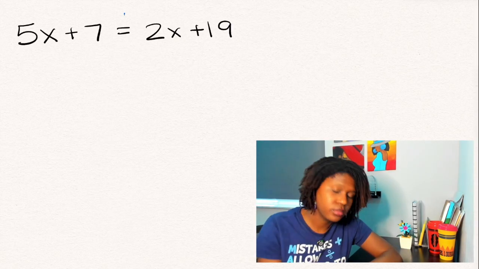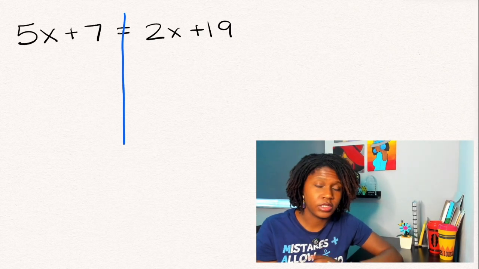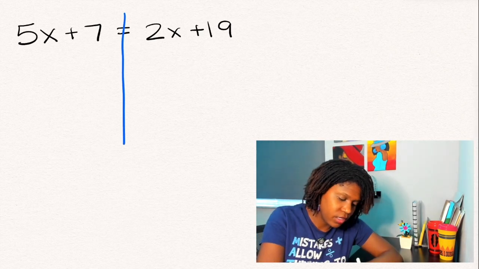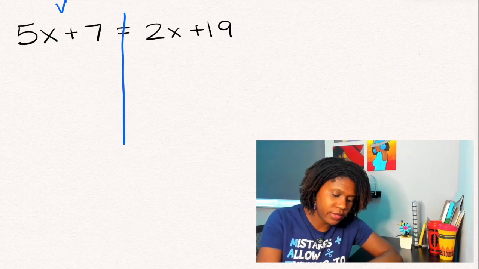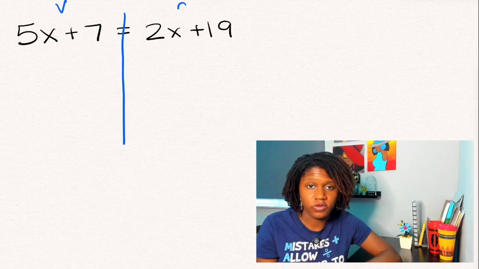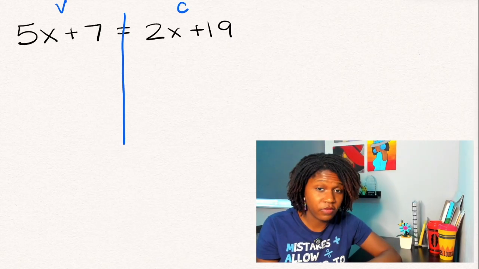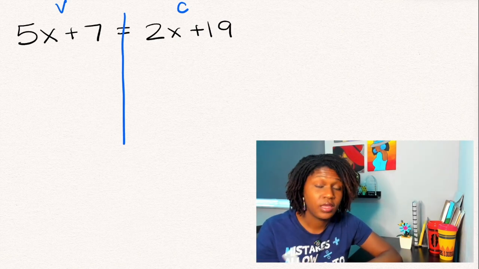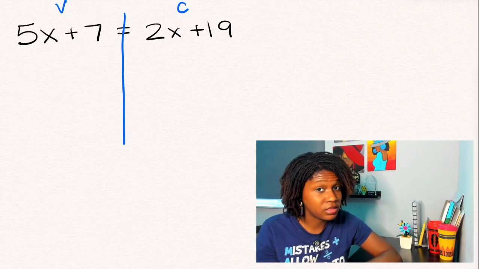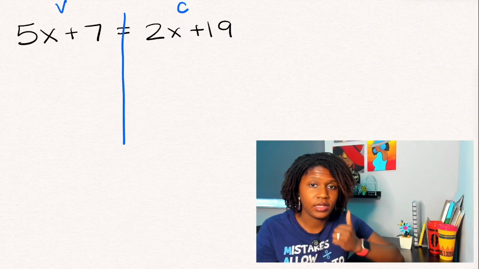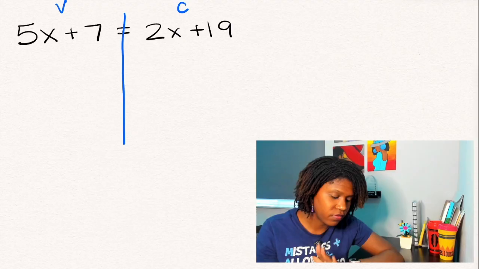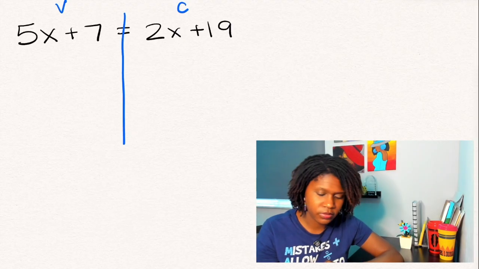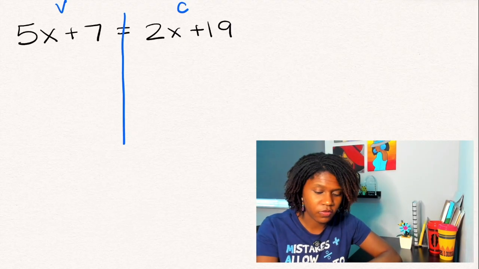I'm going to put a line here so you can see the two sides of the equation that I'm talking about, and a V here because I want my variables on the left, and a C here for my constants on the right. Now everything that's not a variable on the V side has to go, and everything that's not a constant on the C side has to go. What's not a variable on the V side? The positive 7, of course.